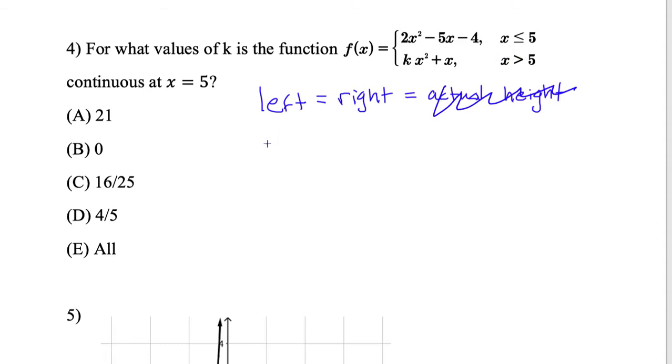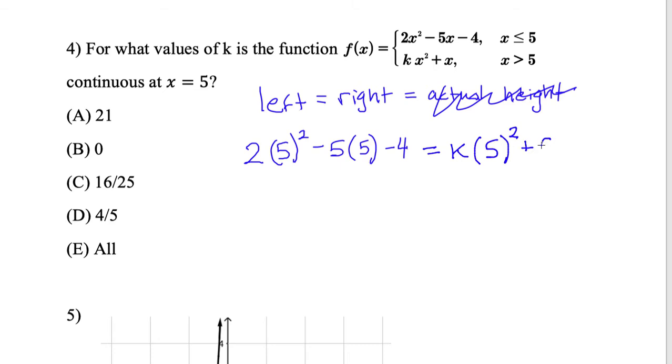So if I come over here, I'm going to plug in immediately. This was going to be x squared, but it's now going to be 5 quantity squared minus 5 times 5 minus 4. I just copied down this equation but plugged in our suspect point 5 for x. Now this needs to be equal to the right. The right piece is k times, in parentheses, 5 squared, that is our suspect point plugging in, plus 5. All right, we've plugged in everything. We set the left equal to right using the continuity test.